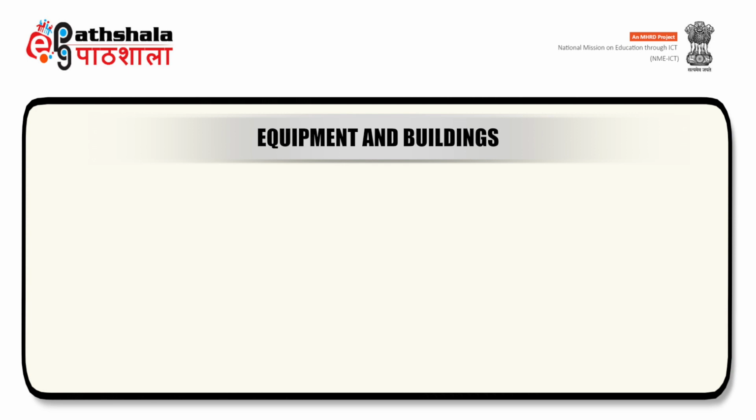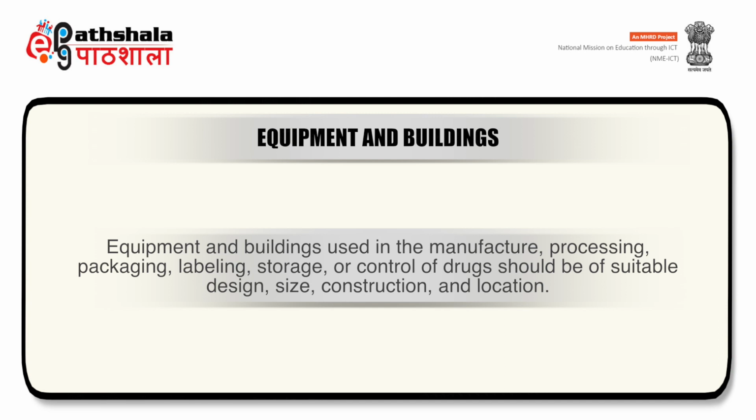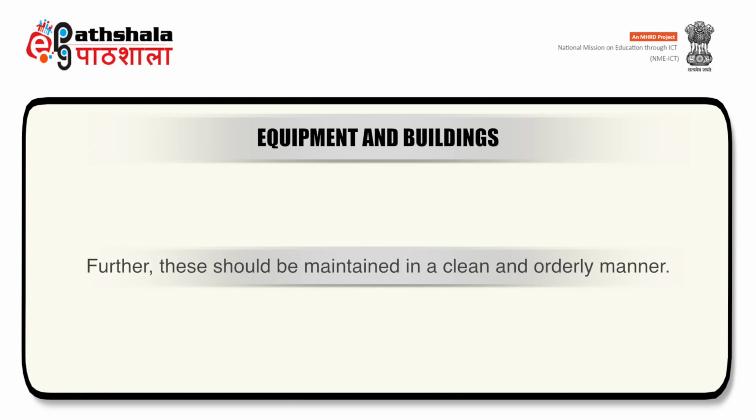Now we will discuss equipment and buildings under GMP. Equipment and buildings used in the manufacture, processing, packaging, labeling, storage, or control of drugs should be of suitable design, size, construction, and location. Further, these should be maintained in a clean and orderly manner.